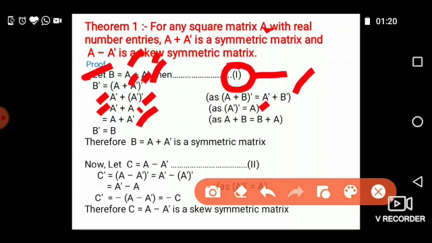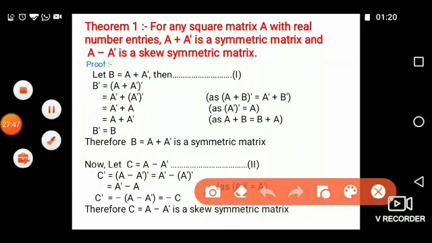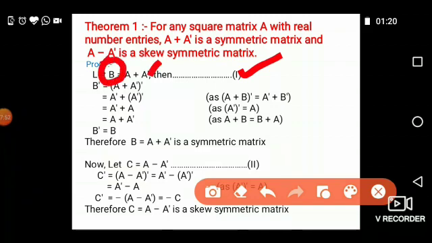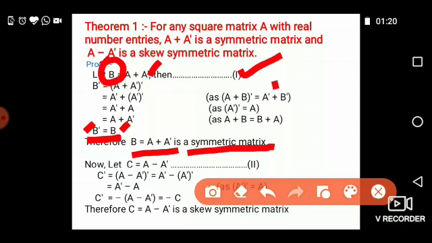But from equation number 1, A plus A dash is always equal to B. Therefore, B dash is equal to B. This is the definition of a symmetric matrix. Therefore, B is nothing but A plus A dash and it is equal to B dash. Therefore, A plus A dash is always symmetric. For this part, you will be given 1.5 marks in the examination.